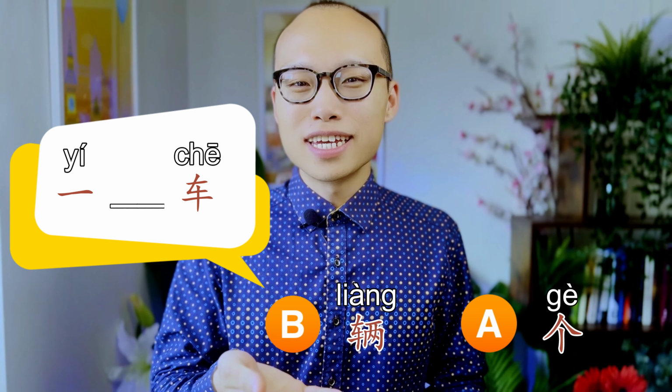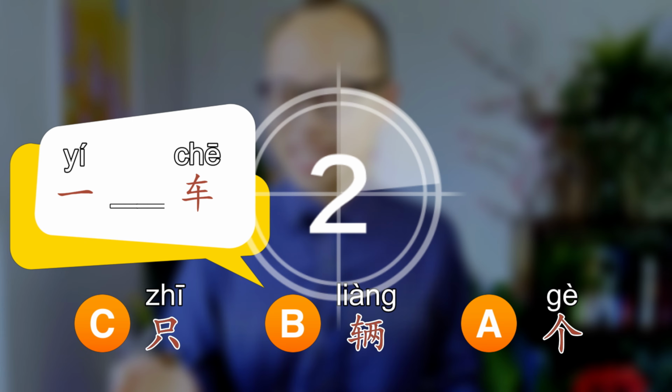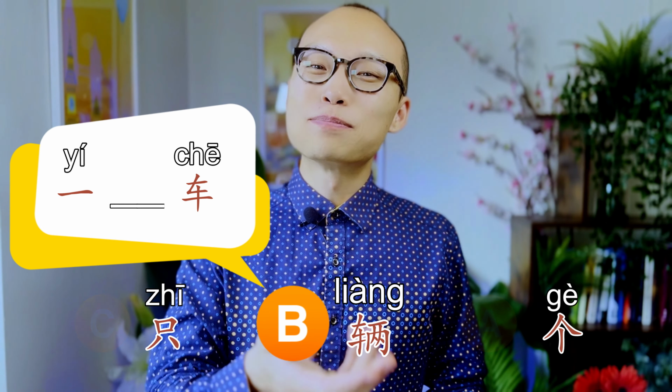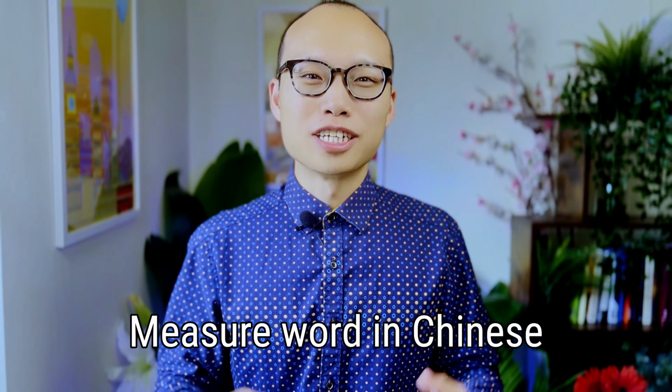Okay, here's a simple test for you. Should it be A, B, or C? It's B, 一辆车. Did you get it right? This is about the measure word in Chinese.